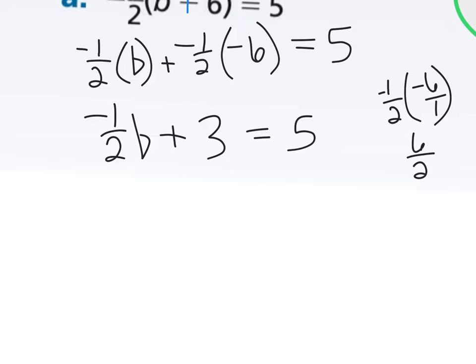Divide. Okay. First thing would be to subtract 3. They're adding 3. We're going to subtract 3.